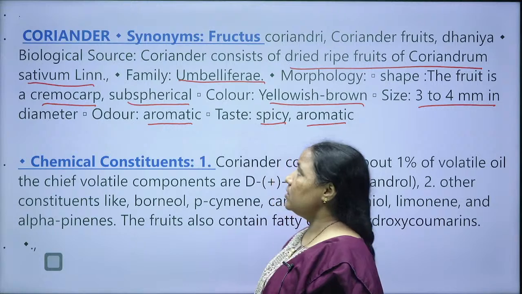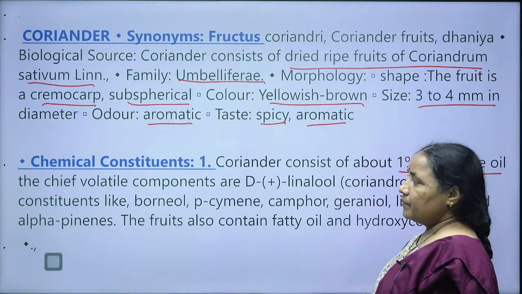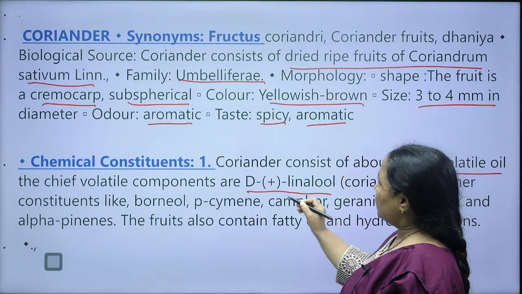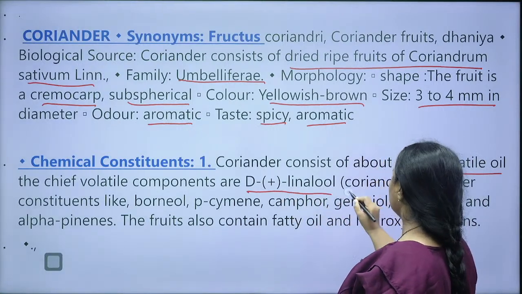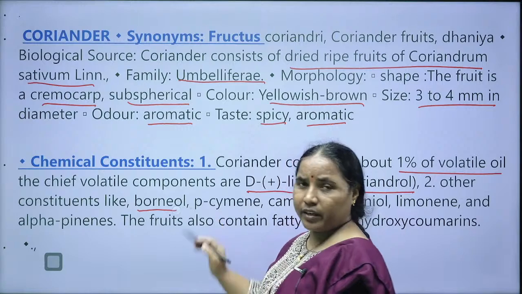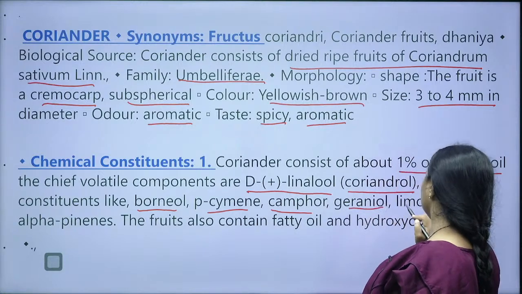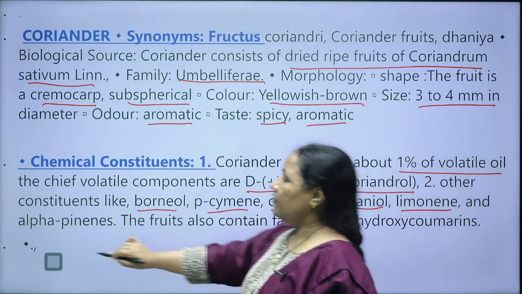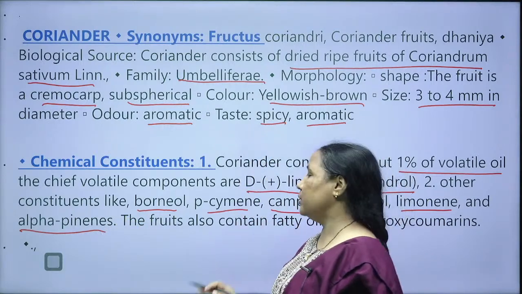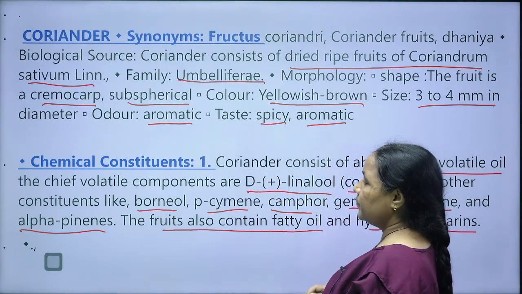The chemical constituents present in coriander are: it contains 1% of volatile oil. The chief volatile oil constituent is D-linalool, that is coriandrol, and the other constituents are borneol, p-cymene, camphor, geraniol, limonene and alpha-pinene. These are the major constituents associated with dhania, that is coriander, and the fruit also contains fatty acids as well as hydroxycoumarin.